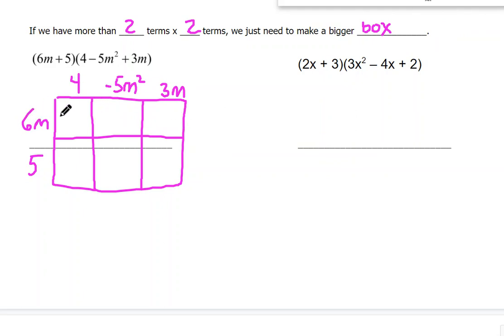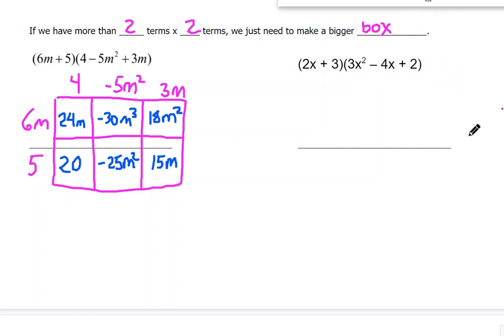6m times 4 would be 24m. 6m times negative 5m squared would be negative 30, and then m times m squared would be m to the third. 6m times 3m would be 18, and m times m gives me m squared. 5 times 4 would give me 20. 5 times negative 5m squared would be negative 25m squared. And 5 times 3 would give me 15, and then that 3 had an m, so it'd be 15m.